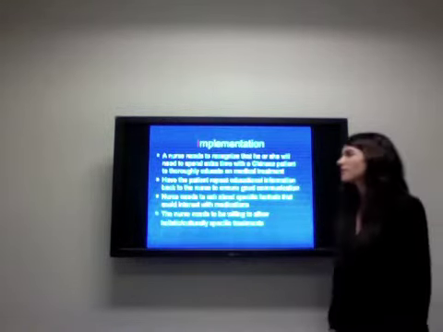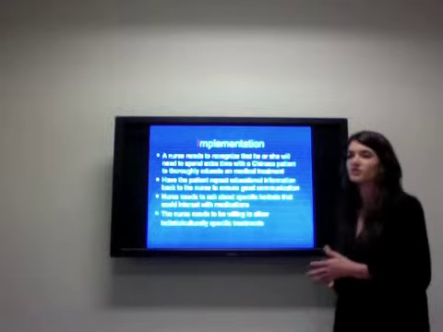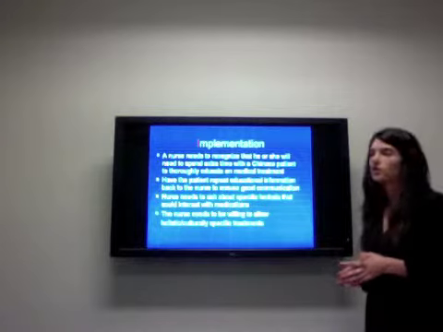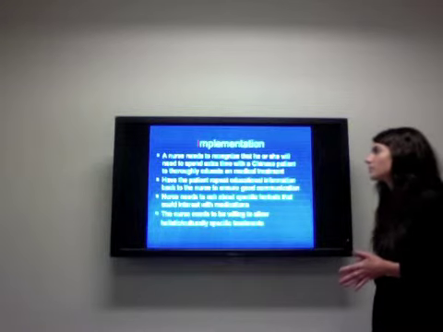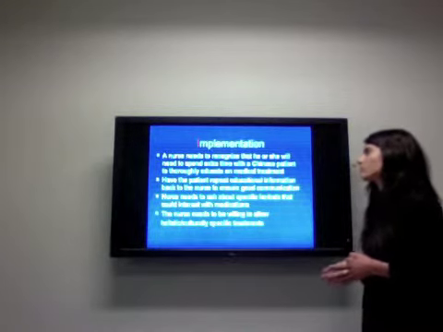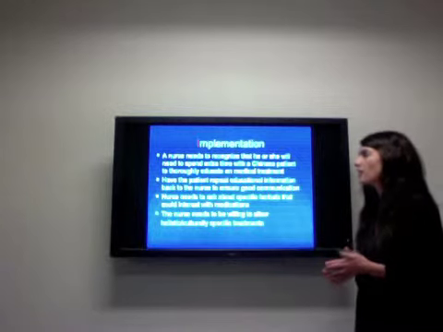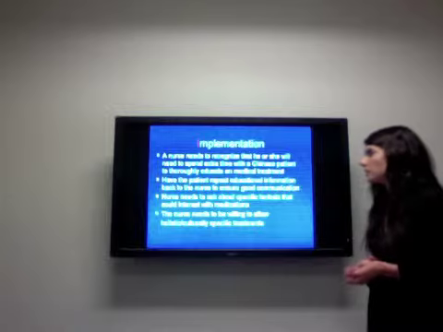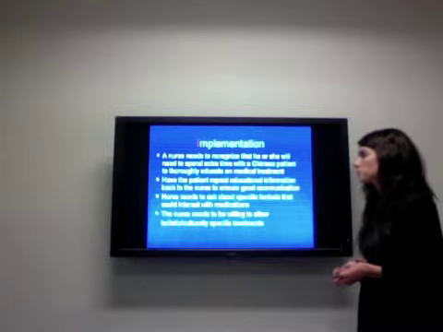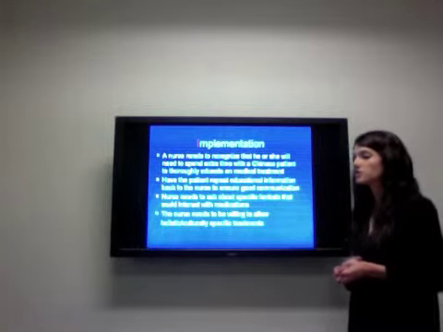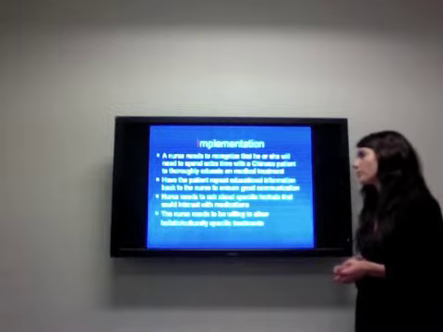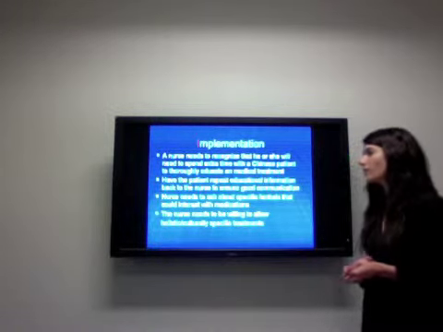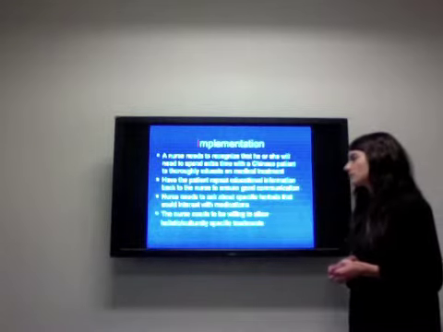So implementation of this planning has to do with the nurses and how we're speaking with these Chinese patients and how we're educating. A nurse needs to recognize that he or she will need to spend extra time with a Chinese patient and thoroughly educate on medical treatment. Have the patient repeat educational information back to the nurse to ensure good communication, and the nurse needs to ask about specific herbals that could interact with medication. The nurse needs to be willing to allow holistic and culturally specific treatments.